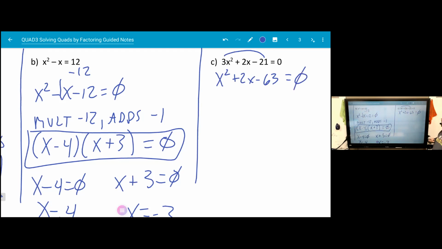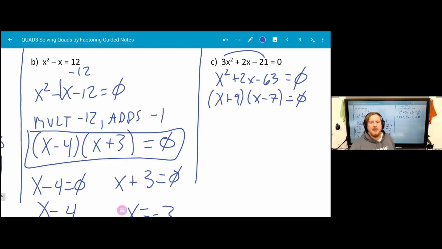I'm going to say to myself, self, what multiplies to negative 63 but adds to 2? Those numbers got to be kind of close together if they just add to positive 2, because one's positive and one's negative. And knowing my multiplication, I know that 9 and 7 multiply to 63. They're just 2 apart. So what if I had x plus 9 times x minus 7? Because 9 times negative 7 is negative 63, and 9 plus negative 7 is 2. I like this one.